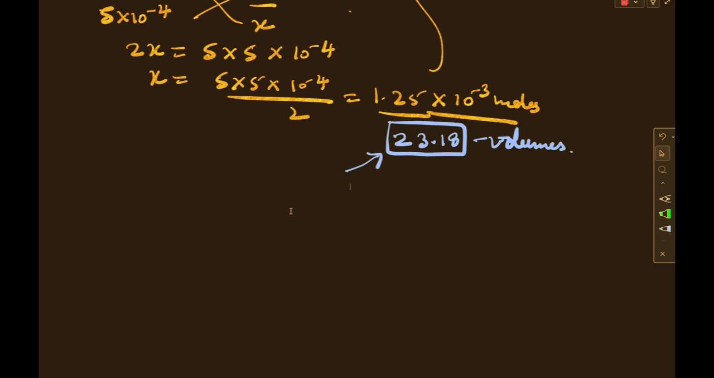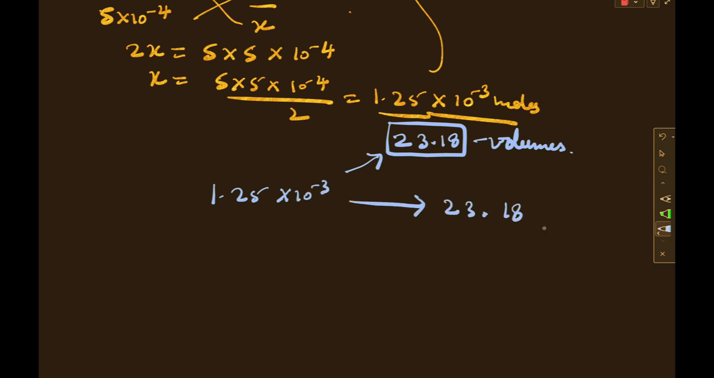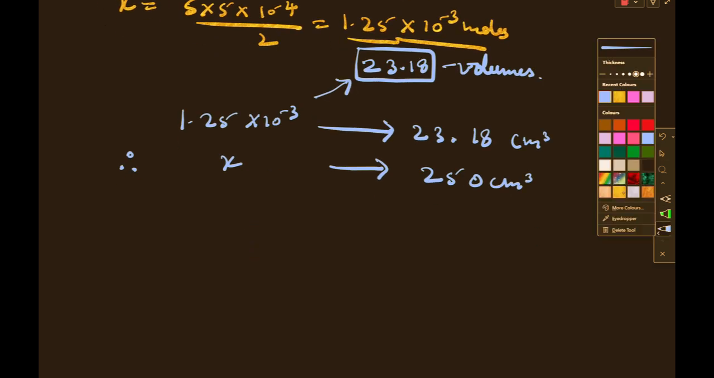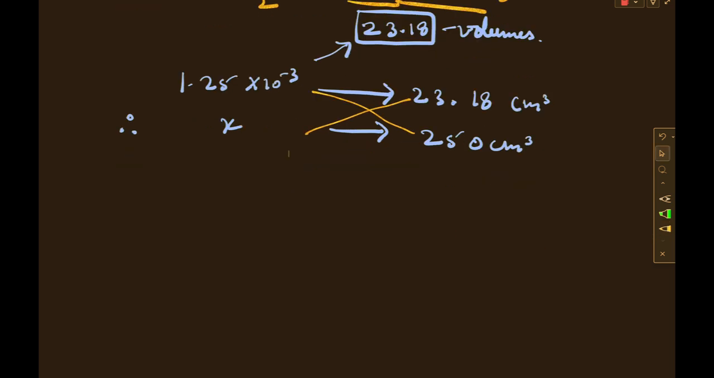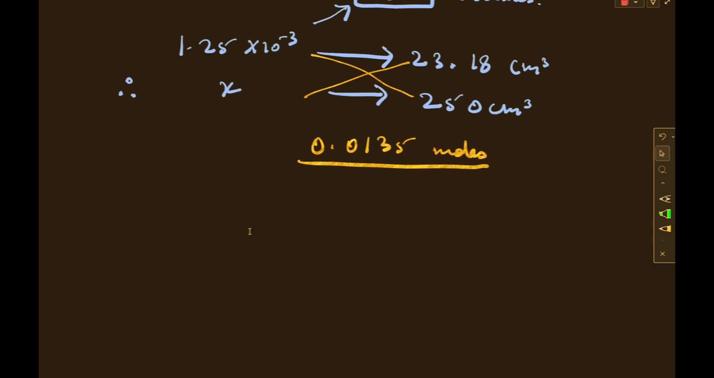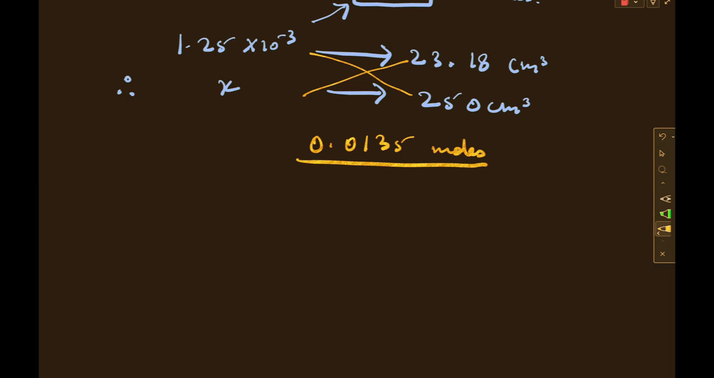So I will have to figure out the number of moles in that volume. 1.25 × 10⁻³ moles are present in 23.18 cm³ of volume. Therefore, how many moles are present in my 250 cm³ of volume? So what will you do for that? I normally cross multiply. This always helps me to work out the value of X, but you can use your mathematical tricks. So the answer I got is 0.0135 moles in 250 cm³. So that is the total moles of NO₂⁻ in 250 cm³.